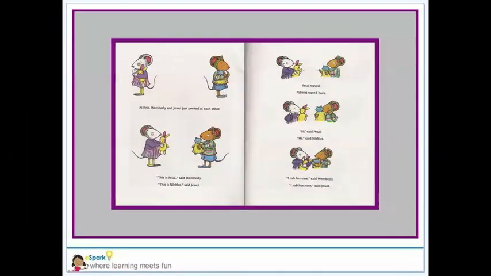At first, Wemberly and Jewel just peeked at each other. "This is Petal," said Wemberly. "This is Niblet," said Jewel. Petal waved. Niblet waved back. "Hi," said Petal. "Hi," said Niblet. "I rub her ears," said Wemberly. "I rub her nose," said Jewel.